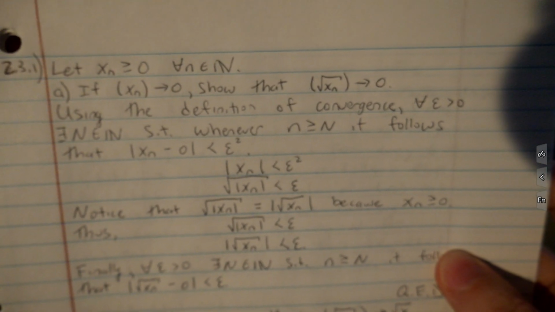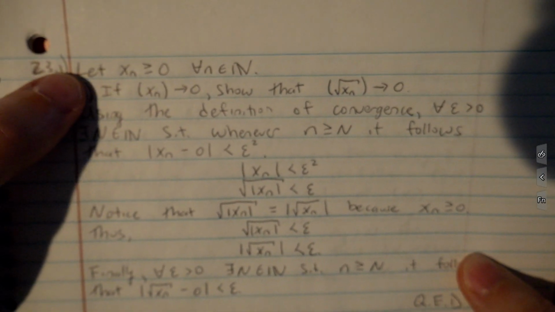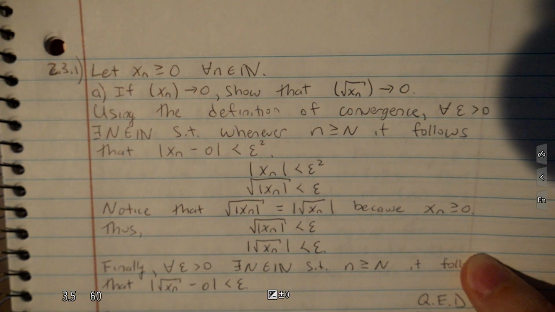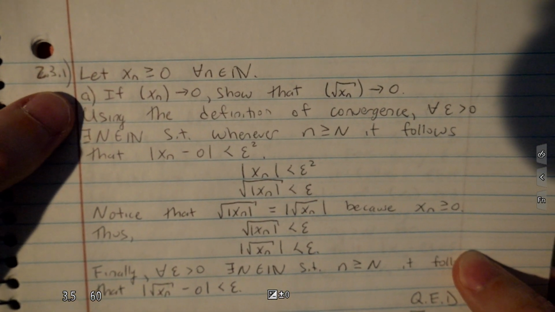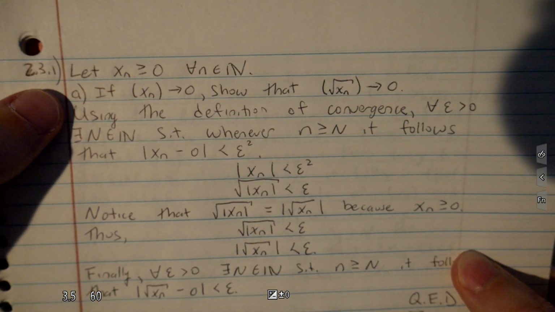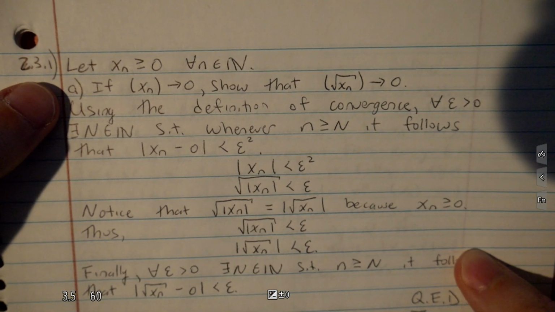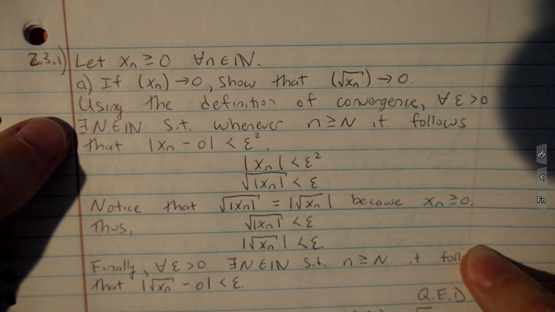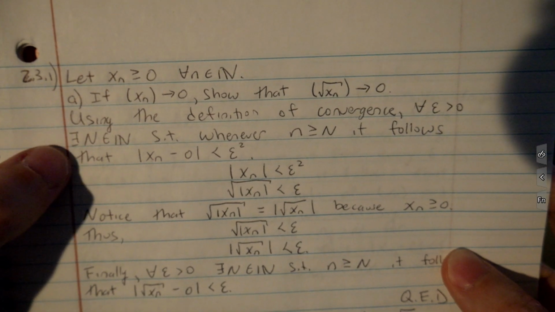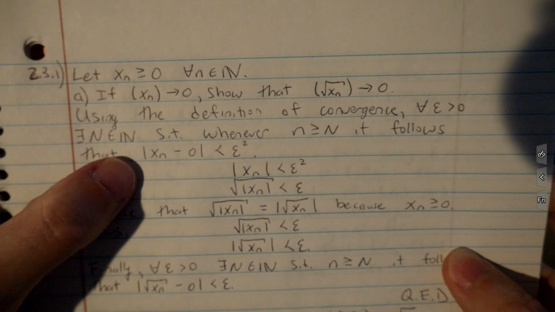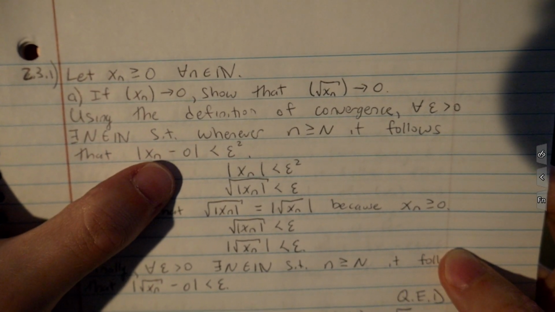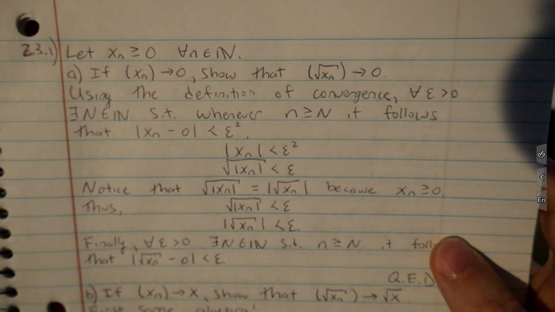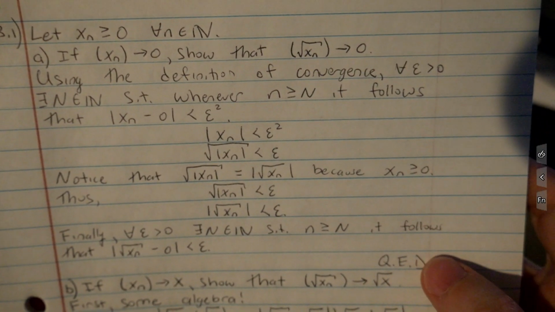First proof. A sequence converges to 0, so we have to show that the square root of that sequence also converges to 0. We can begin with the definition of convergence. I just took that definition and plugged in x_n and 0, and I want to make that less than epsilon squared. That will become apparent later in the proof.